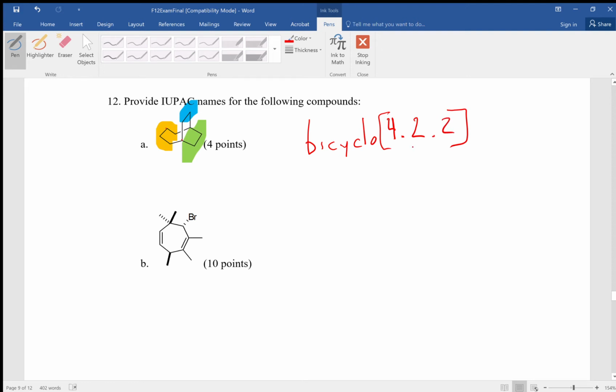And then we count the total number of carbons in the ring. And by ring we mean all the rings of the bicyclic system. We can see that there's 10, so this makes this bicyclo 422 decane.